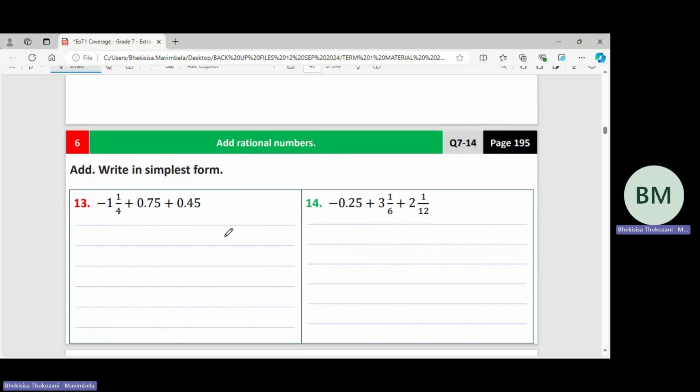I wanted to check the time. I don't have a long one. Let's see how far we are. Where is the timer? Okay, we're still good.